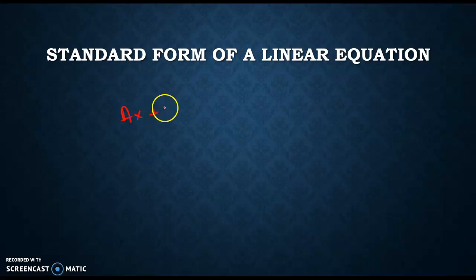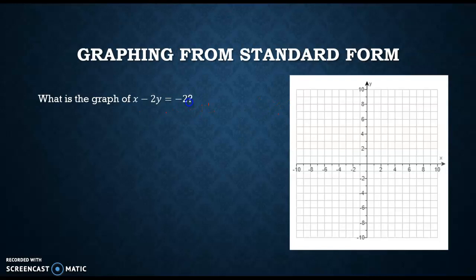So standard form of a linear equation is ax plus by equals c, and a, b, and c are real numbers, and a and b are not 0. So that's really important. A and b cannot equal 0 because we need that x and y to be part of our problem. All right, so when we graph from standard form, we have to just find two things.